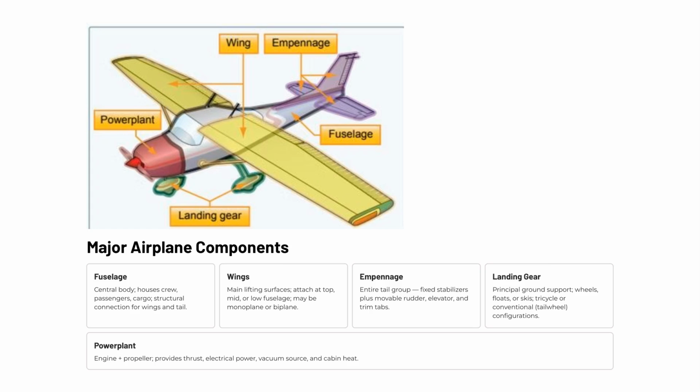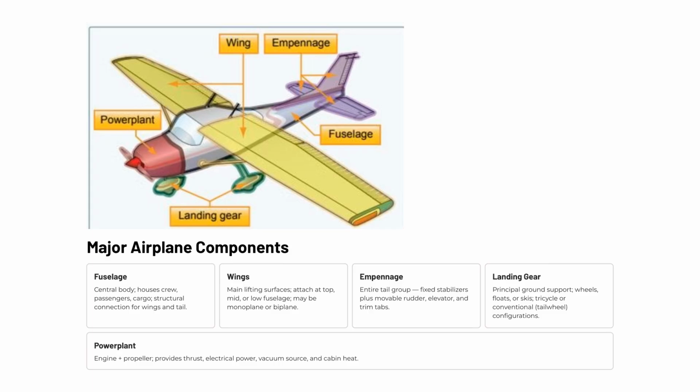Attached to the fuselage are the wings, which are the main lifting surfaces of the aircraft. Wings can be positioned at the top, middle, or bottom of the fuselage, and most modern aircraft use a single wing, or monoplane, design. At the rear of the aircraft is the empennage, or tail group. This includes the fixed horizontal and vertical stabilizers, as well as the movable control surfaces, the rudder, elevator, and trim tabs, which allow the pilot to control the aircraft's direction and attitude.